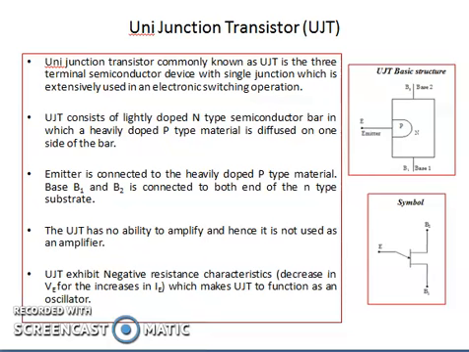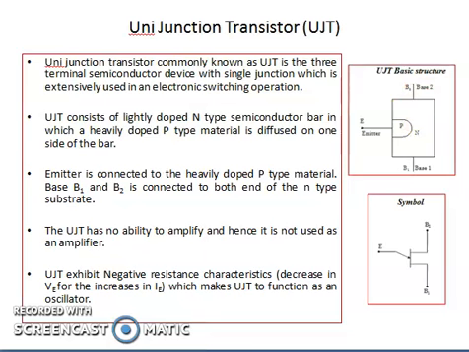Normally, for transistors, we have two junctions, the input side and the output side, but here we have only one junction. That is why this type of transistor is called a UJT. We can see from the diagram that we have only one junction. A UJT consists of a lightly doped N-type semiconductor bar in which a heavily doped P-type material is diffused on one side of the bar. The emitter is connected to the heavily doped P-type material. Base B1 and B2 are connected to both ends of the N-type substrate, as shown in this diagram.